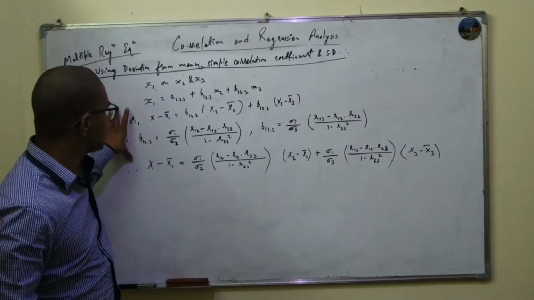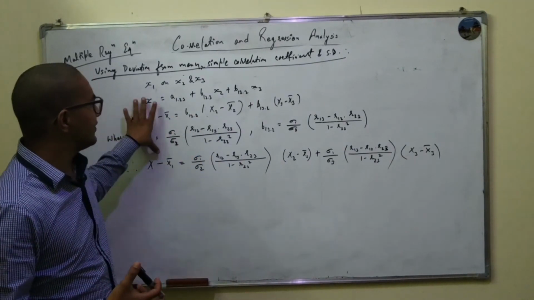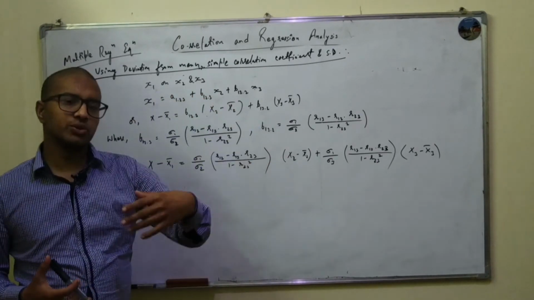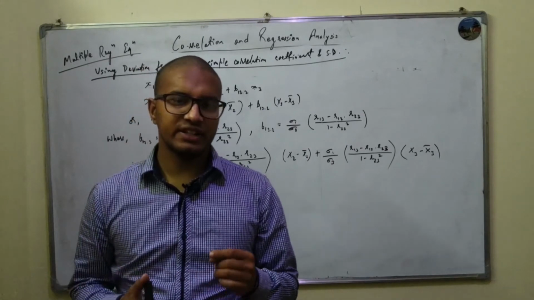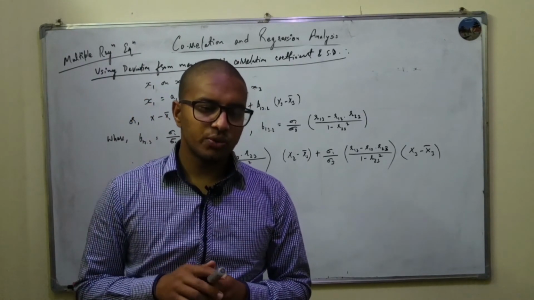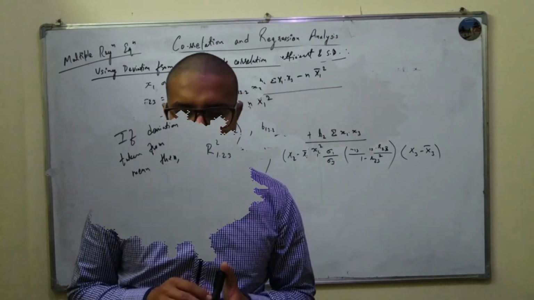So this is pretty much the equation we will need to use to compute it if you are only given the mean, standard deviation, and simple correlation. Next, we will look at standard error and quotients.